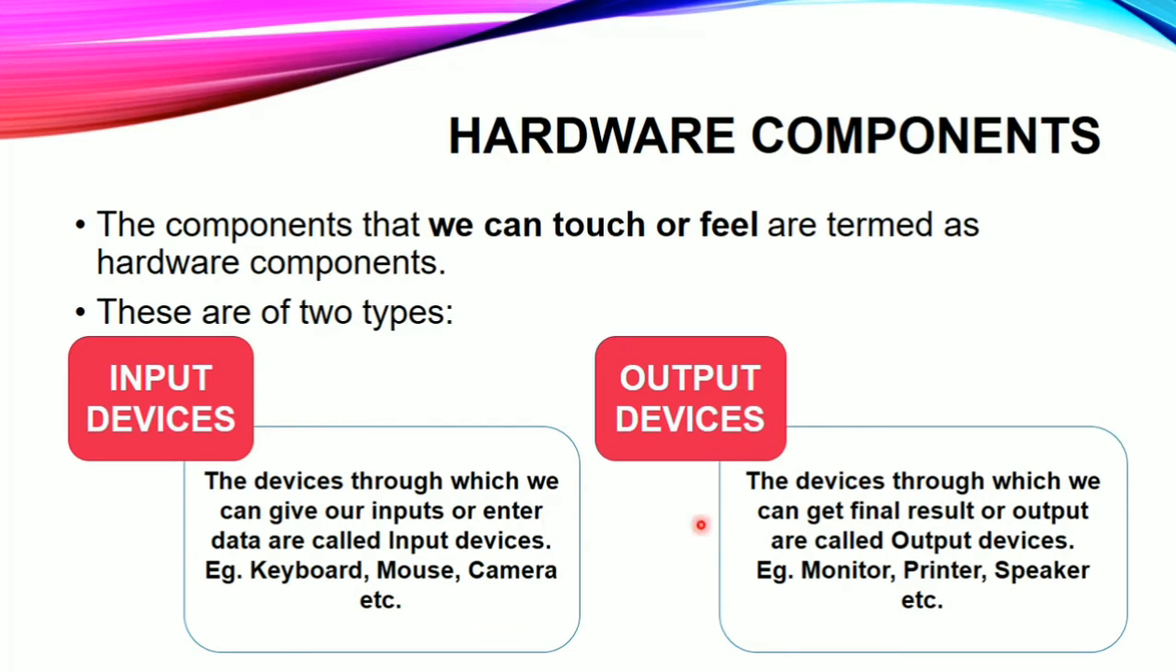Now we will discuss the output devices. The devices through which we can get the final result or output are called output devices. It means all the devices which can help us to get our final output are termed output devices. So for example, suppose you wanted to make a picture. Let's say you are making that picture in the Paint program.